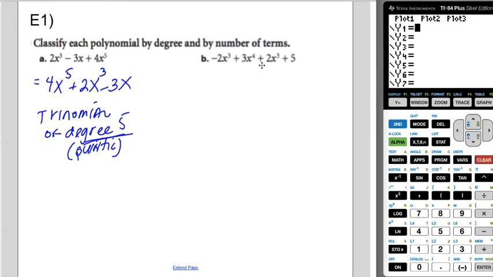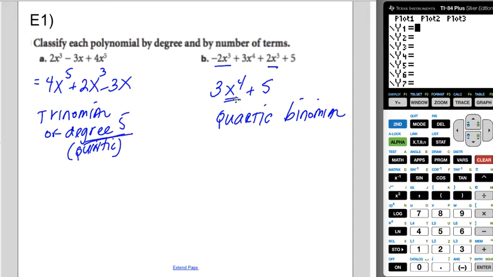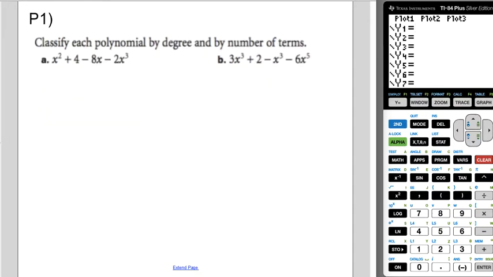If we put this one in order, right, the trick here is that the cubes actually combine. So I get a 3x to the fourth plus no x cubes, right, plus a 5. So this right here would be a quartic, right, because the highest degree is 4, and binomial because it's got 2 terms. So quartic binomial, right? So quartic refers to the x to the fourth, and the 2 terms is where I get binomial. All right, go ahead and try that with P1.